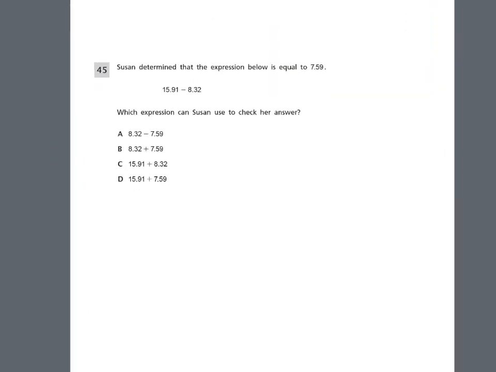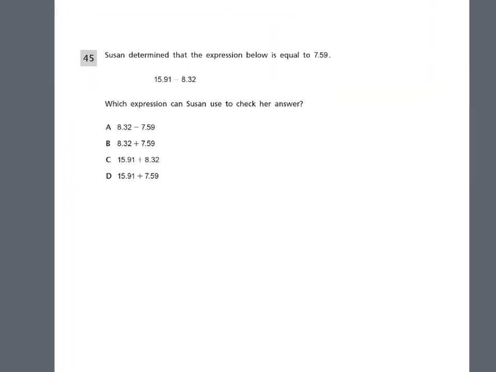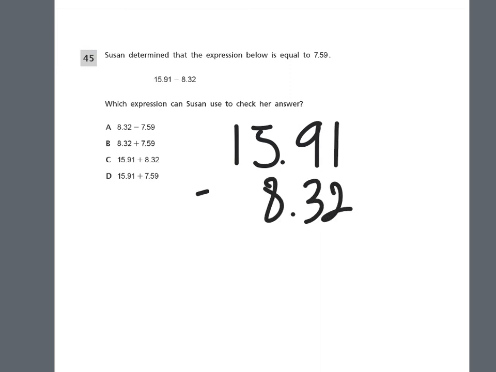And lastly, 45. Susan determined that the expression below is equal to 7.59. Well, all she needs to do is go backwards. So let's go and solve for it. Well, if she did it correctly, all she has to do is pretty much add that number and that number together, and it should give her back 15.91. So let's go ahead and do the math. Let's see what she gets.